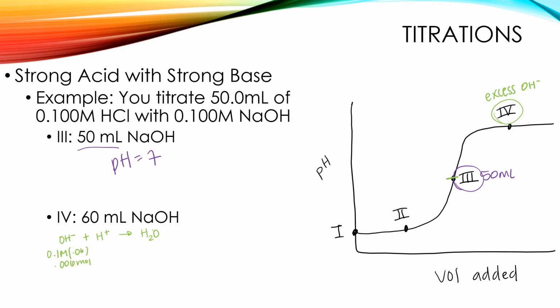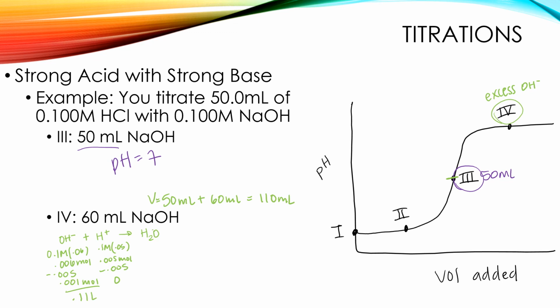And then my acid, 0.1, and I had 50 milliliters of it to begin with. So as we expect, the acid is limiting this time. So that leaves me with 0.001 moles of hydroxide. Well, now I started with 50 milliliters and I've added 60 milliliters. So now my total volume is 110 milliliters. So I got to divide this by 0.11 liters.